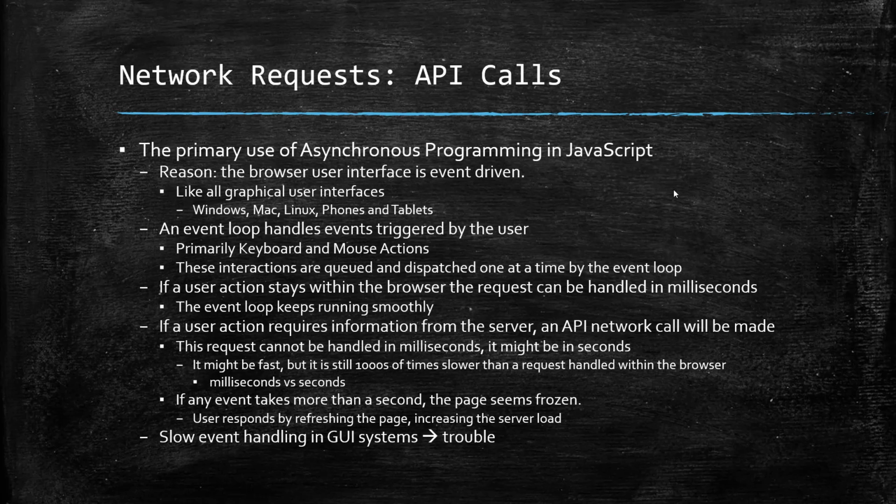Think about if a user action requires network information from the server. A network API call will be made. This request cannot be handled in milliseconds. It might be seconds, it might be really fast, but it's not going to be milliseconds like a key press in a text box would be. So that's an event that was triggered inside the browser and that in turn led to a network request. That pause is going to be noticeable by the user and by the browser, and it will start to report page load problems. And that's what it'll appear to be to the user.